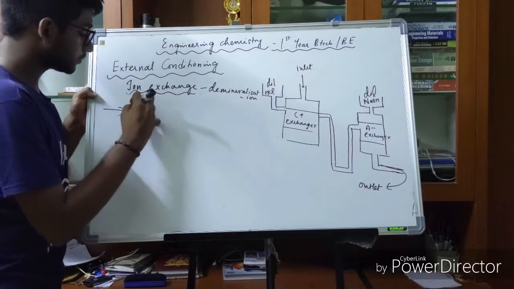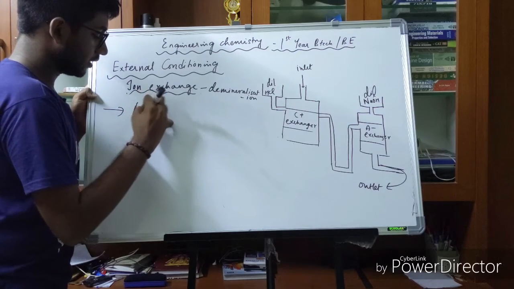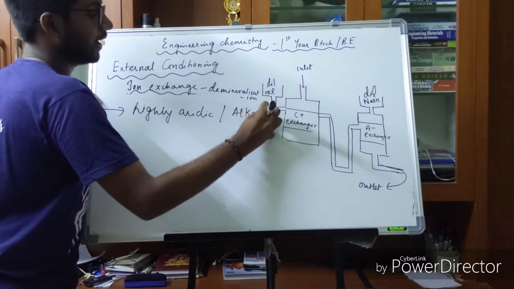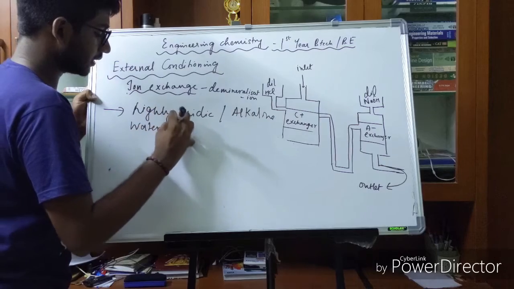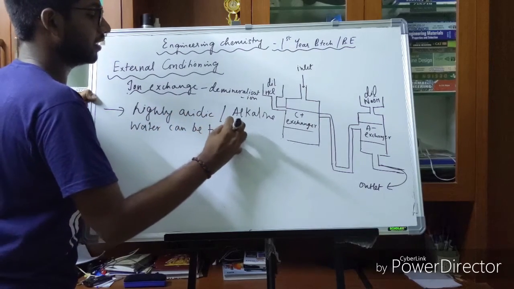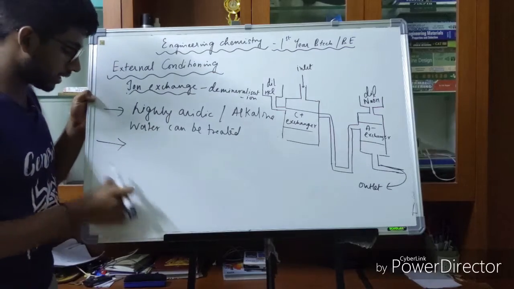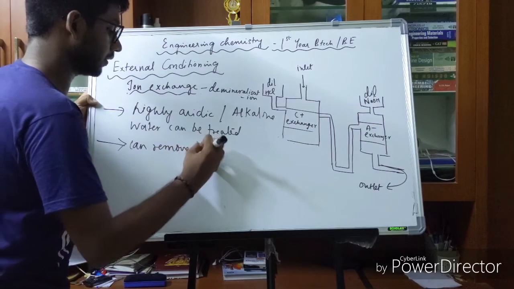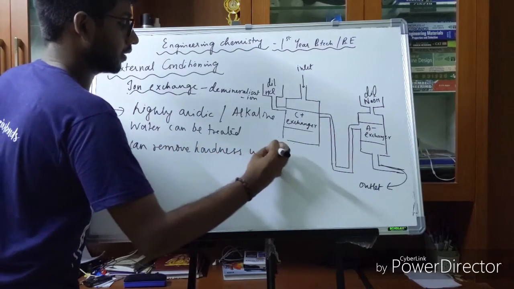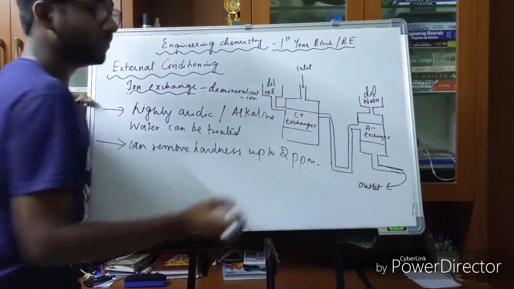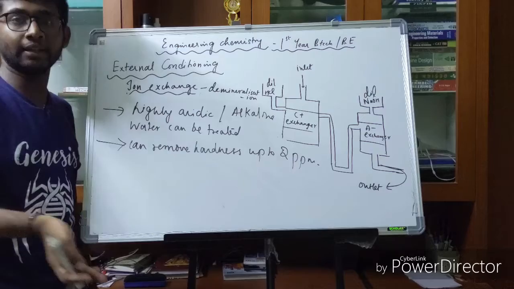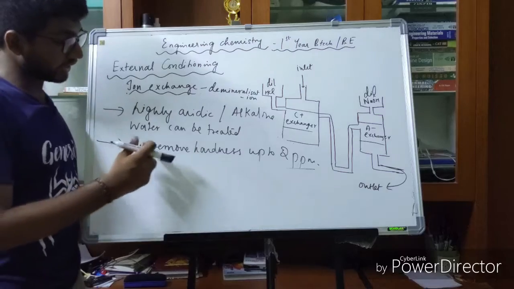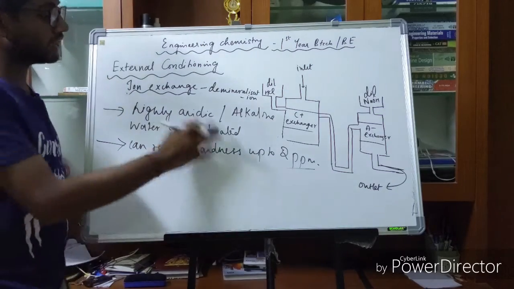So the first one is that highly acidic or alkaline water can be treated. Okay, so now the next one, apart from highly acidic and alkaline water, is that it can remove hardness, that means your hardness at the end after the treatment through the ion exchange process will be 2 ppm. That is what I mean by the fact that it can remove hardness up to 2 ppm. So these are the various advantages.